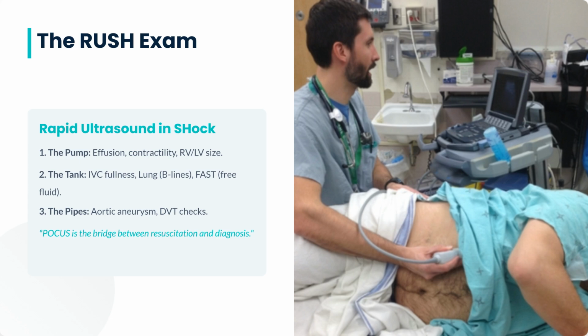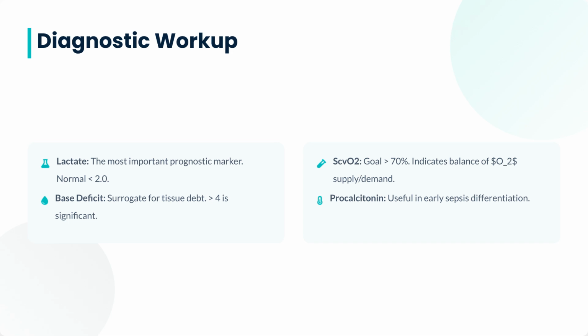Key diagnostic markers include lactate, the most important prognostic indicator, with a normal level less than 2.0. Base deficit greater than 4 is significant. SCVO2 greater than 70% indicates adequate supply-demand balance, and procalcitonin can aid in early sepsis differentiation.